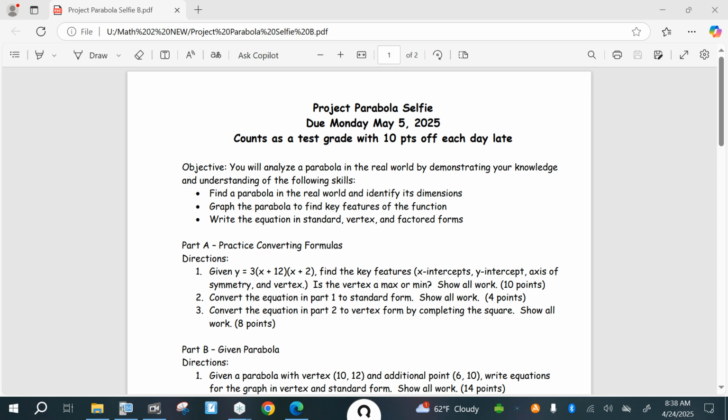All right, guys, so here is your next project. It is about parabolas in the real world, okay? But first, I'm going to guide you through things that you need to do. Again, this counts as a test grade.